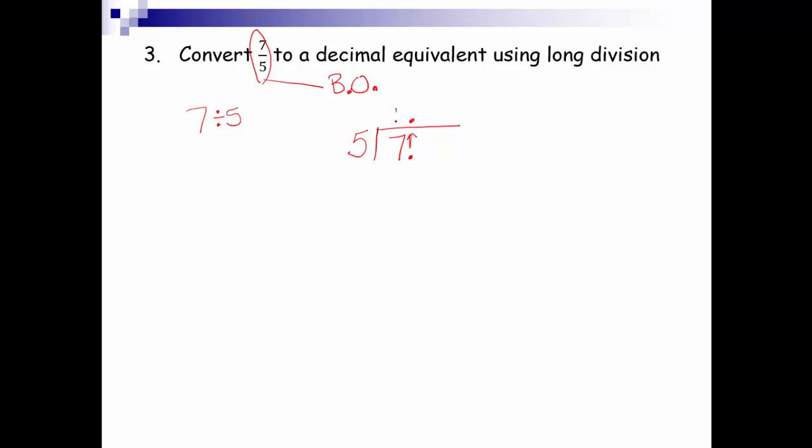5 goes into 7 once. 1 times 5 is 5. 7 minus 5 is 2. After that 7, we bring a 0 in as a placeholder. How many times does 5 go into 20? 4 times, because 4 times 5 is 20. 20 minus 20 zeroes out, so this terminates. So 7/5 is equivalent to 1.4.